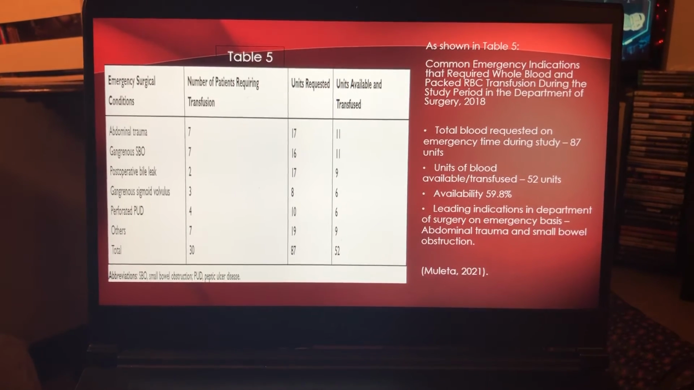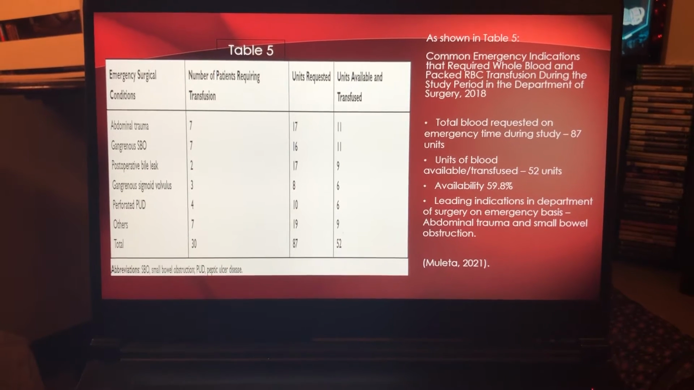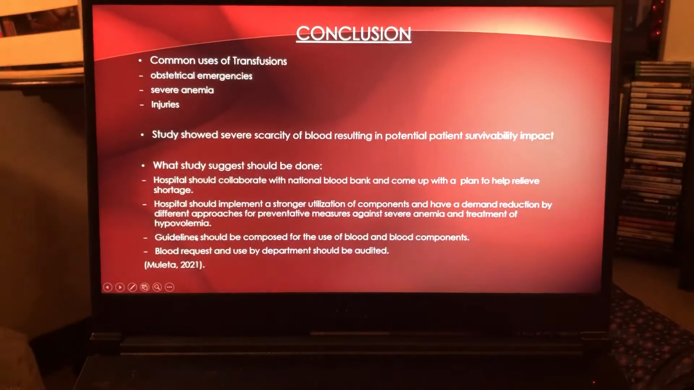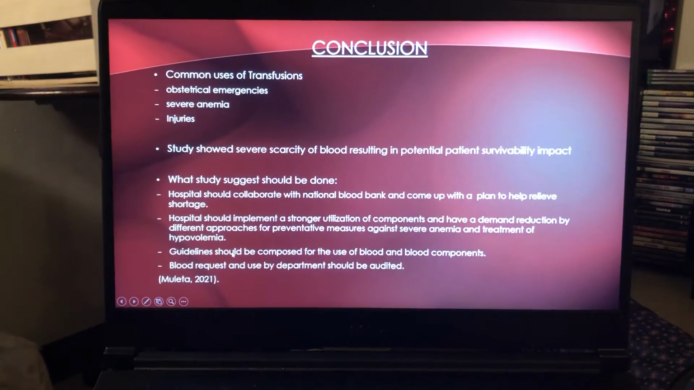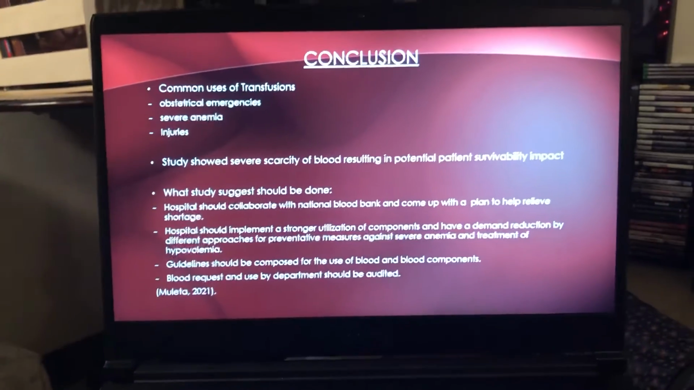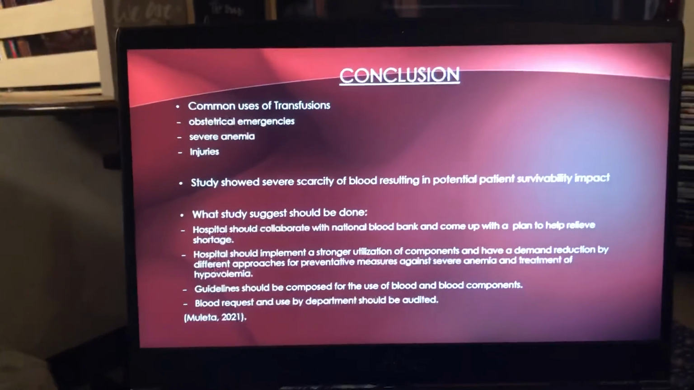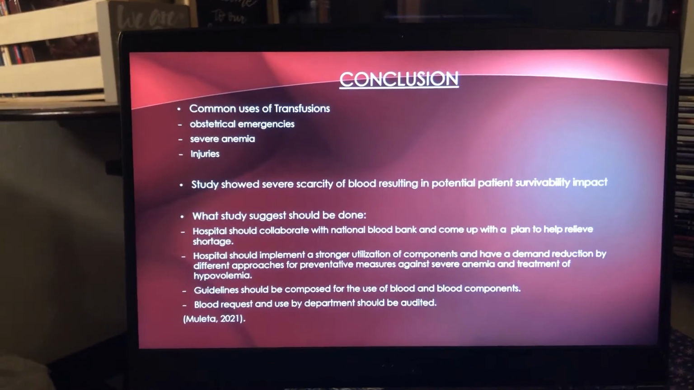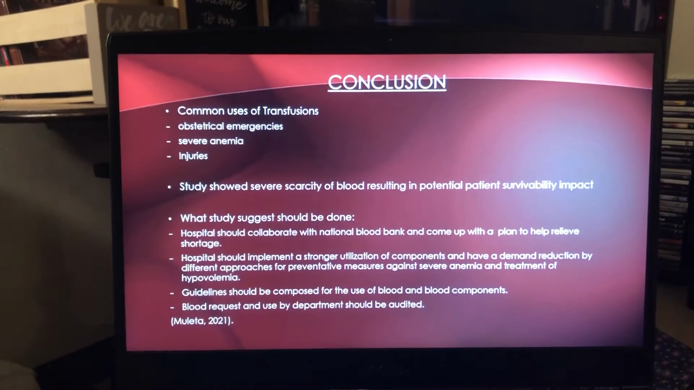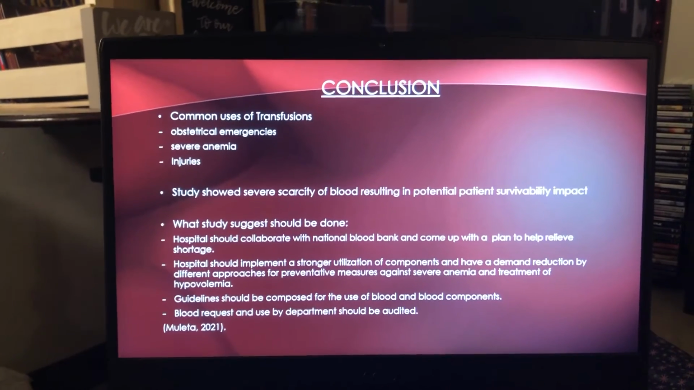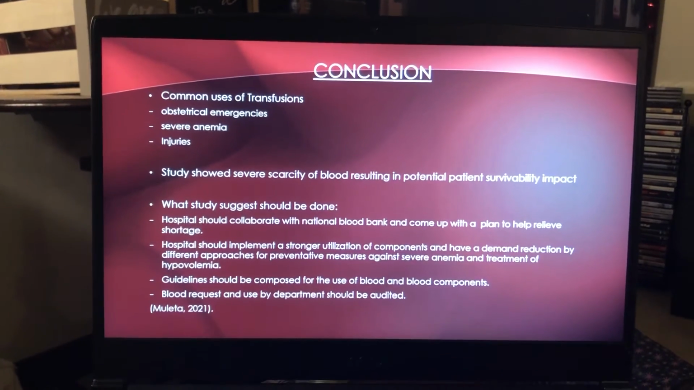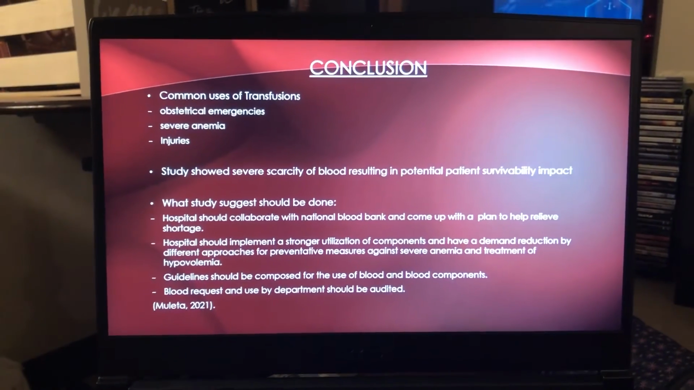The leading indications in the Department of Surgery on an emergency basis were abdominal trauma and small bowel obstructions, and there are some other issues that you can see in that chart. The conclusion of the study was that the most common uses of the transfusions were obstetrical emergencies, so emergencies when it came to women giving birth, before, during or after the birth, severe anemia, and then of course injuries, which is a big category of different things that could have occurred.